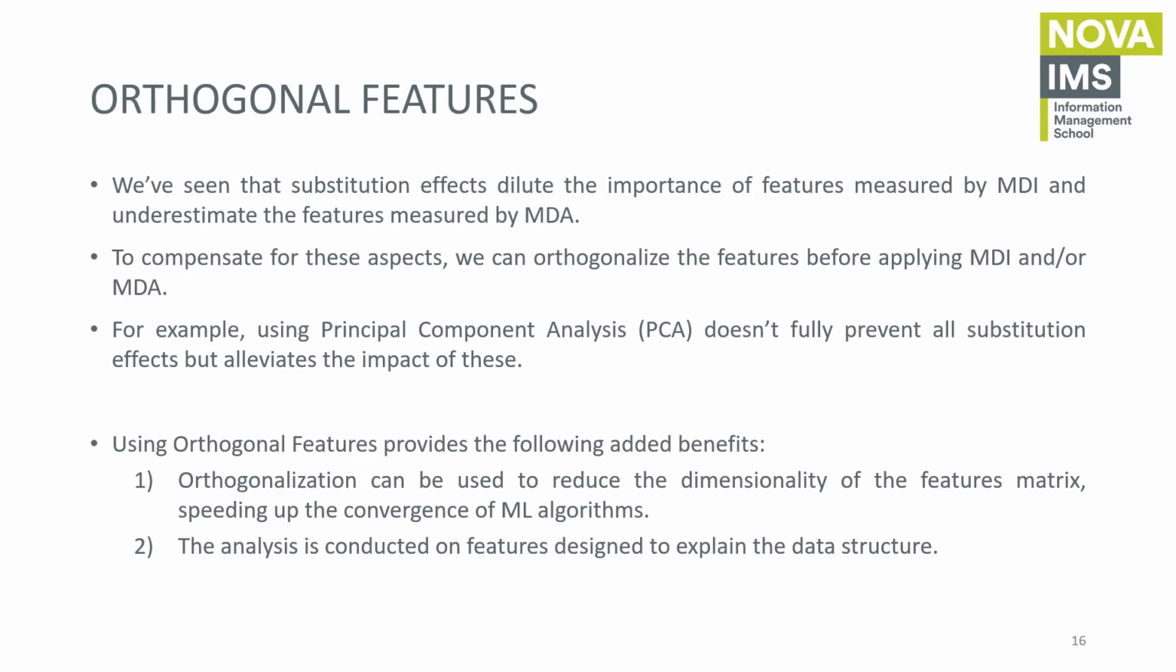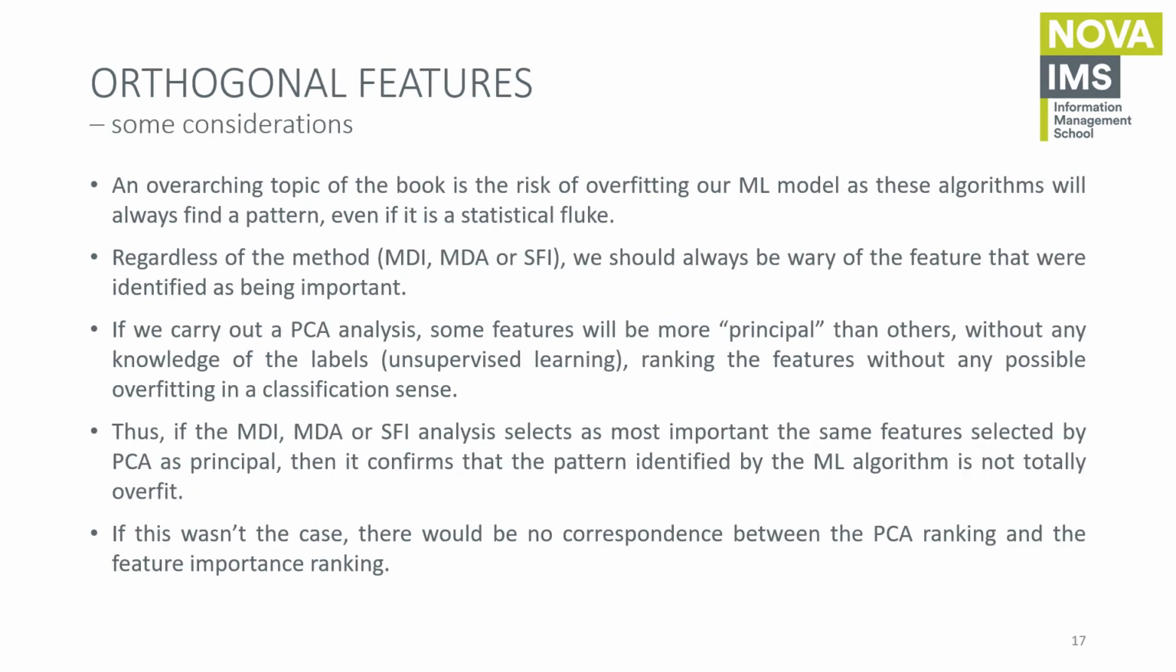For example, using principal component analysis doesn't fully prevent all substitution effects, but alleviates the impact of these. Using orthogonal features provides the following added benefits, namely that orthogonalization can be used to reduce the dimensionality of the features matrix, speeding up the convergence of machine learning algorithms. We also have that the analysis is conducted on features designed to explain the data structure. When discussing orthogonal features, there are some considerations that I would like to make.